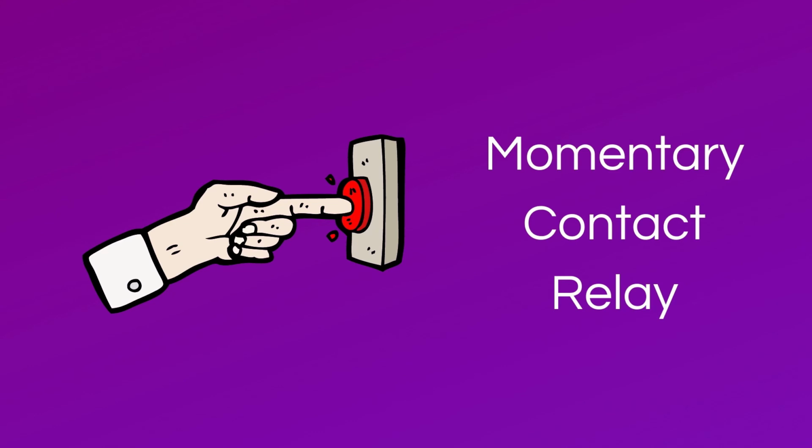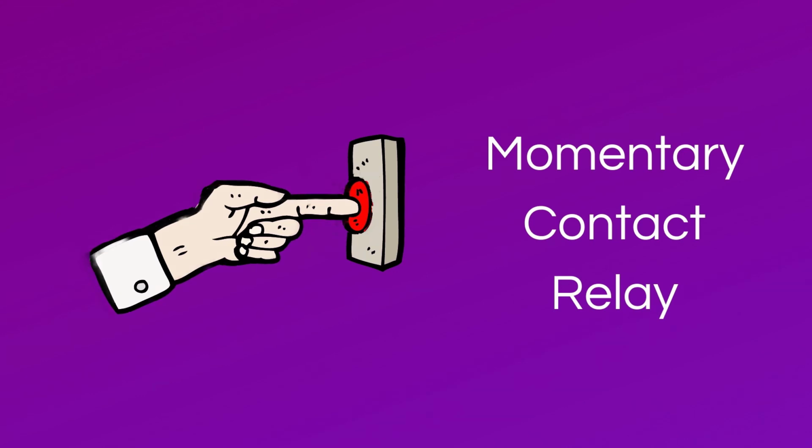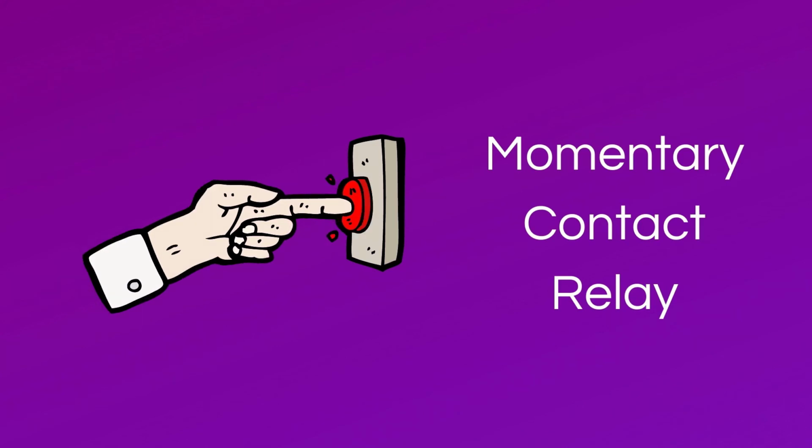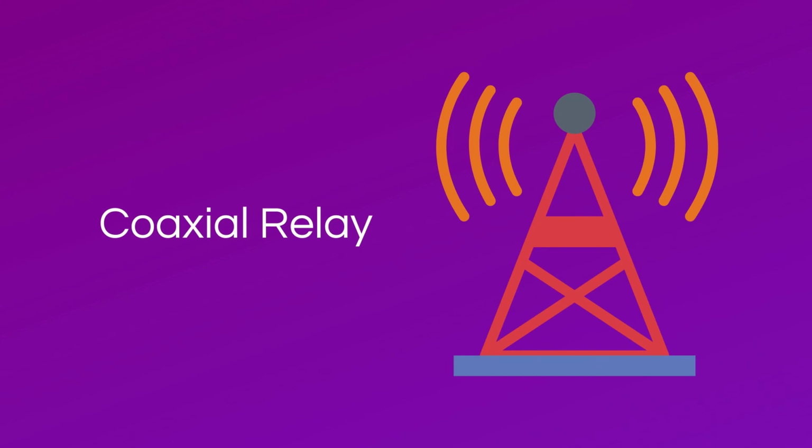Momentary contact relays are just like typical electromagnetic relays, except for the fact that they actuate only for a moment before returning to their normally open or normally closed position. It's ideal to use this type of relay in equipment that requires a momentary burst of energy instead of a constant one, such as a motor starter.